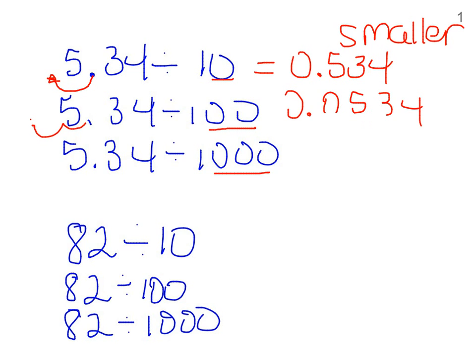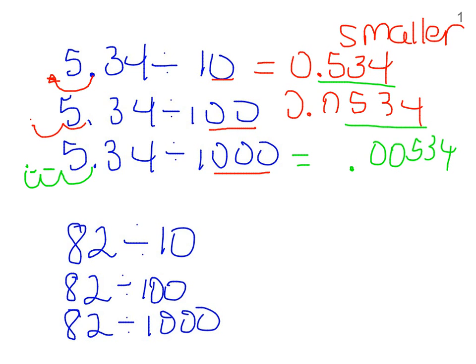Alright, and so dividing by 1,000, we have to go over three places. So 1, 2, 3. So you see that we have two places that we'd have to fill in with zeros. So that would be 0.00534. And you can see a pattern. 0.534, 0.0534, 0.00534. I'm going to put a 0 on the front too.